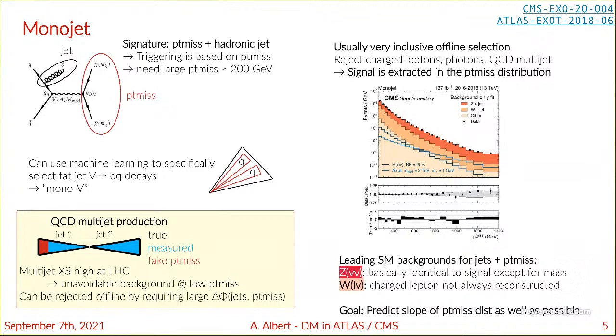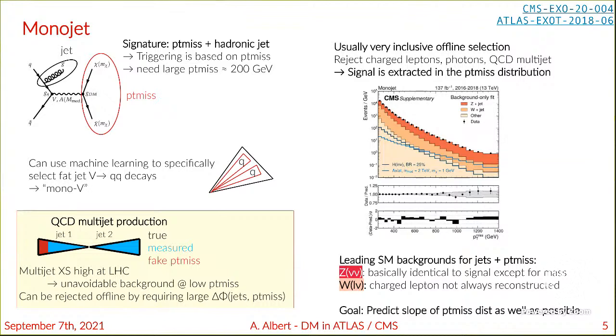We really need this high missing ET because at lower missing ET, we always, at the LHC, have to fight jet backgrounds. So we just have enormous amounts of QCD multijet production. And of course, if you sometimes mismeasure these jets a little bit, you get fake missing ET, and that can be a problem at lower values. So what we do is we go to very high values and we request our missing ET and our jets to be always very well separated. So you can imagine these events as jets go one way, missing ET goes the other way, and then we can get rid of most of this problem and we end up with a relatively clean final state.